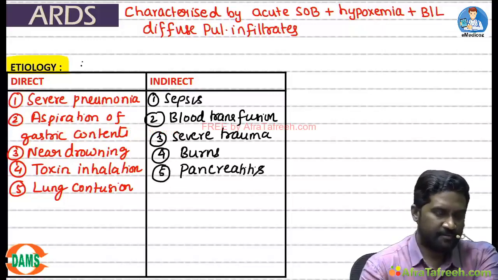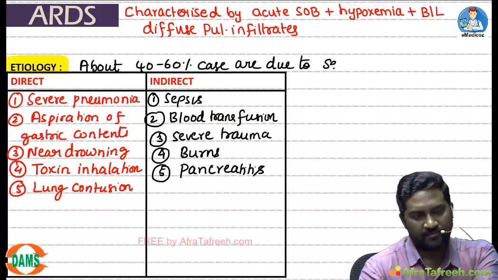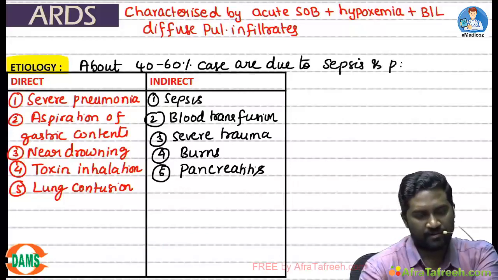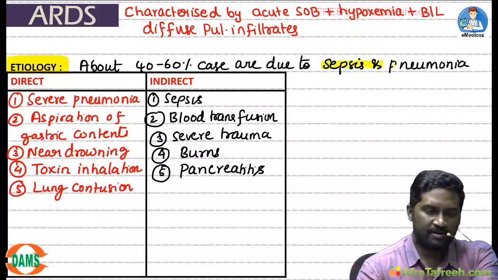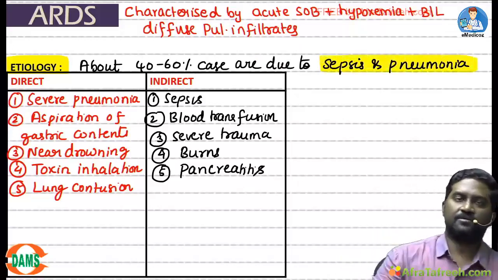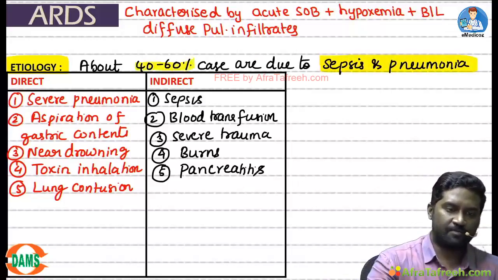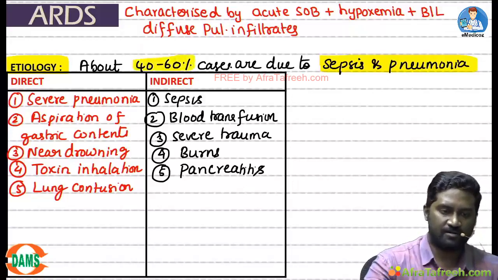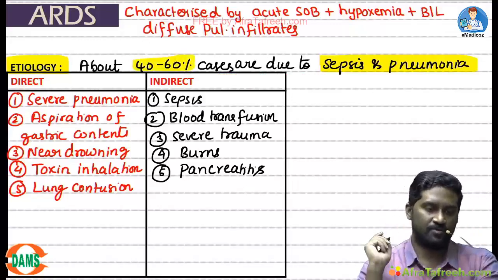Write down this statement from Harrison. About 40 to 60% cases of ARDS are due to sepsis and pneumonia. What does this mean, students? In majority, the etiology of ARDS is infective. Majority of ARDS are caused due to infective etiology, about 40 to 60% cases. This is a statement given in your 20th edition of Harrison. About 40 to 60% of cases are due to sepsis and pneumonia.